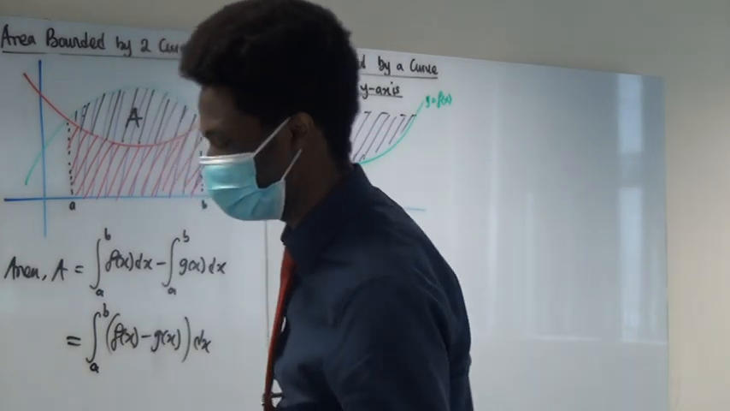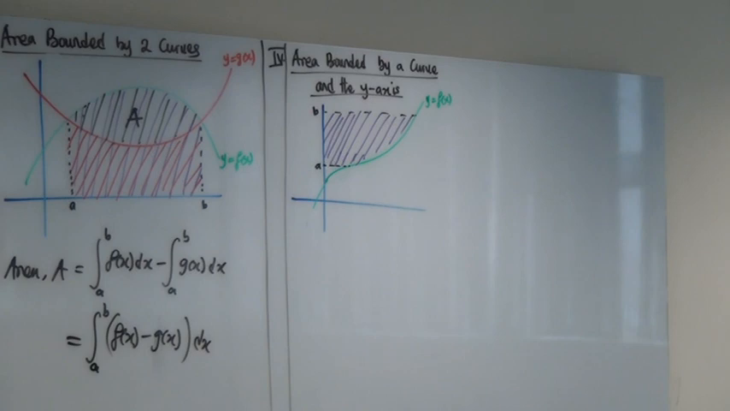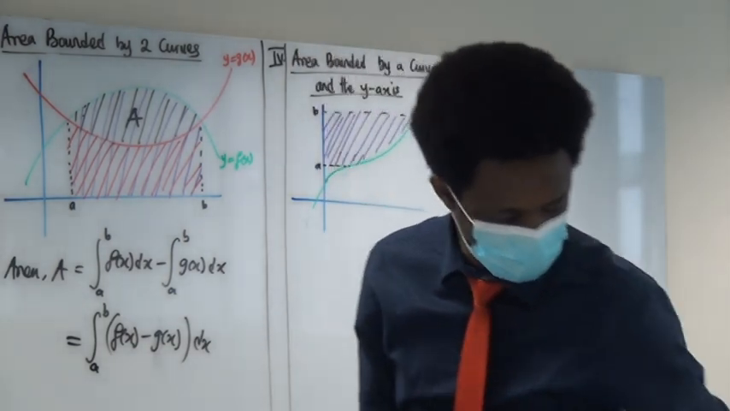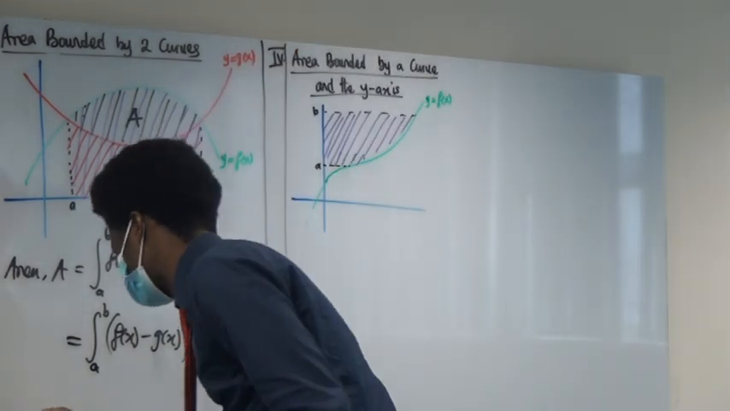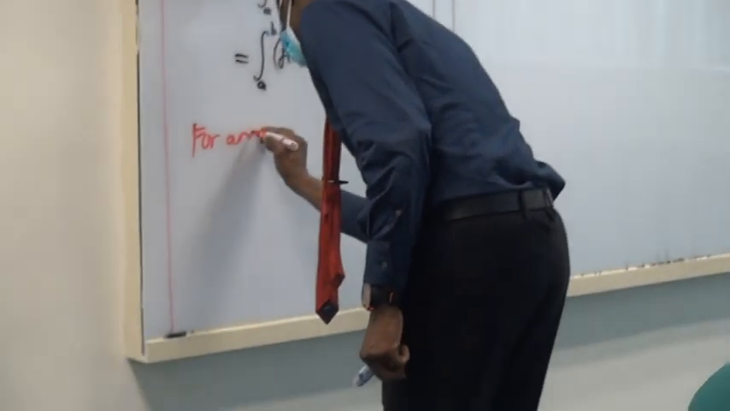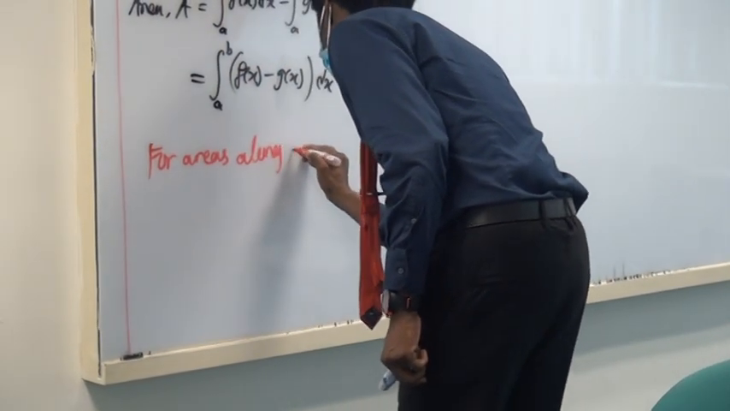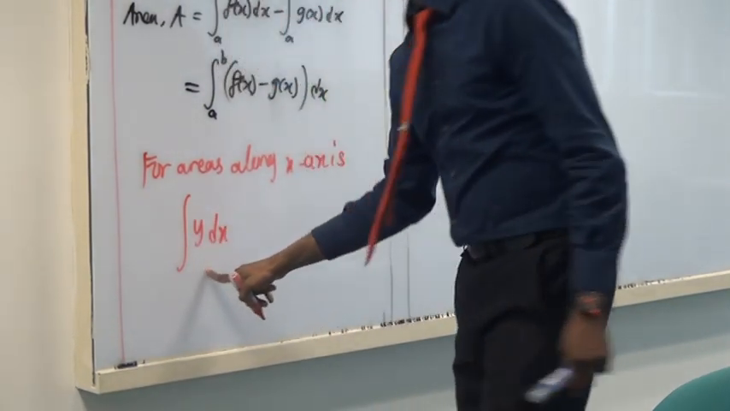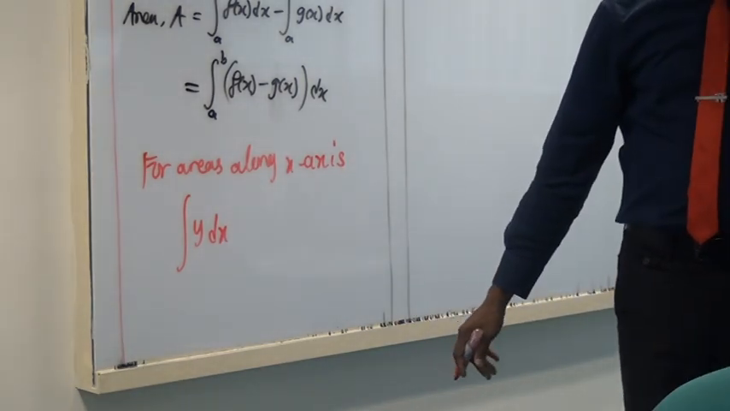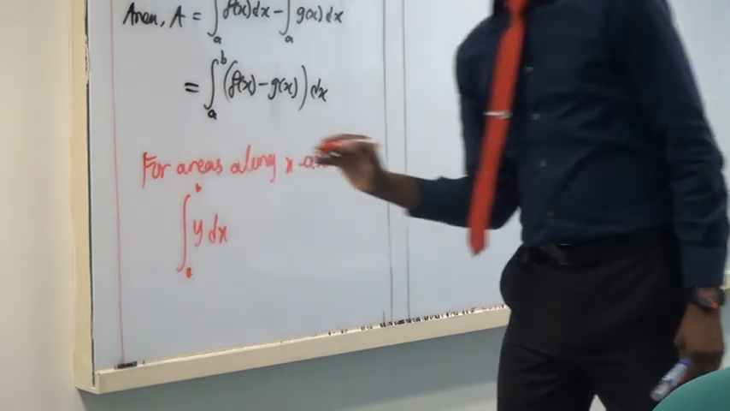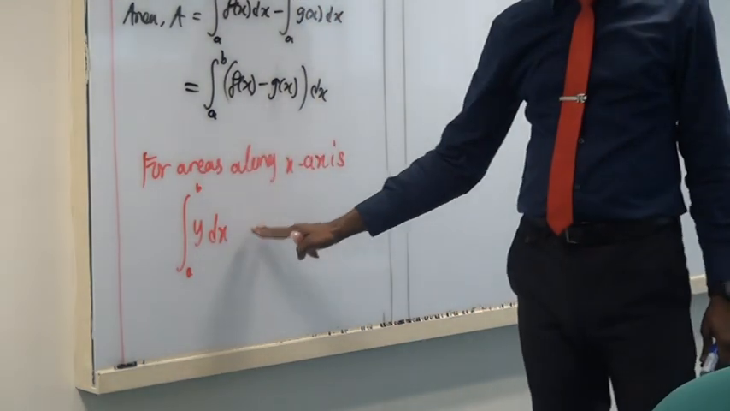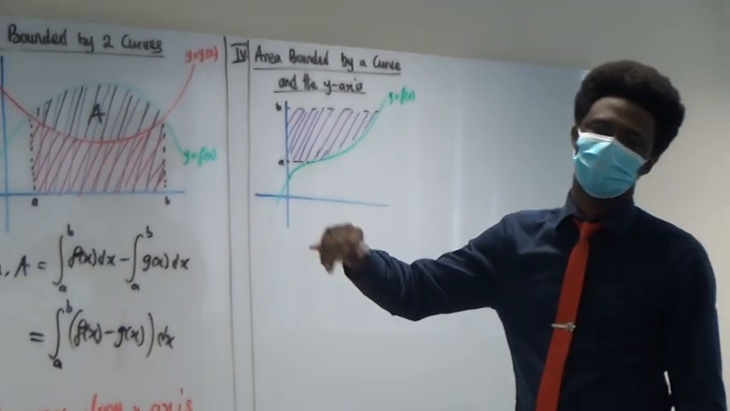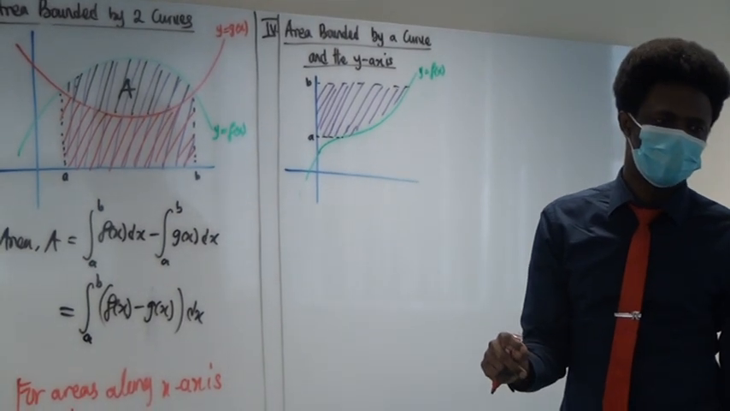So the idea here is that to find the area along the x-axis, please look up, you do integral y dx. That is the function itself, where a and b are the intervals being considered. So you are considering the function itself. But for the area along the y-axis, you are considering the inverse of the function. Am I making sense, please?